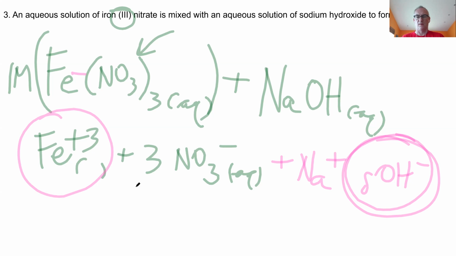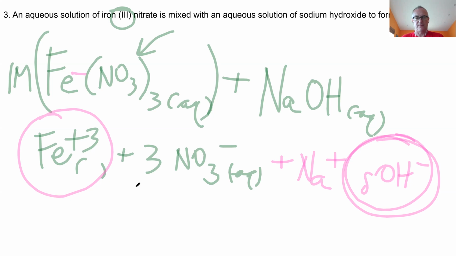Iron hydroxide. Yes, but that's not enough information. Solid. Solid Fe, still not enough information. And sodium nitrate. Nope. What's my product? What's the product of the reaction? There's a solid product of the reaction. What is it?